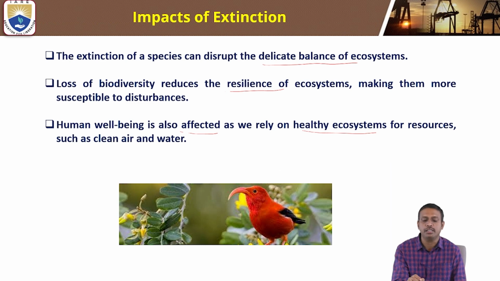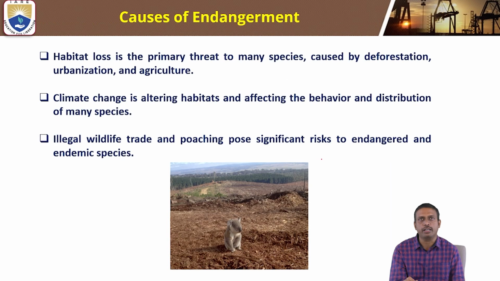Extinction of species can disrupt the delicate balance of ecosystems. Loss of biodiversity reduces the resilience of ecosystems, making them more susceptible to disturbances. Human well-being is also affected as they rely on healthy ecosystems for resources such as clean air and water.